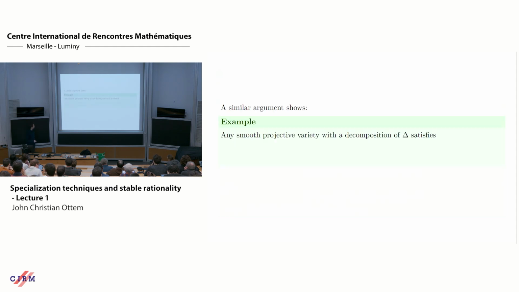So more generally, if you have a decomposition of the diagonal, the same argument shows that you cannot have any non-zero global p-forms. And also you can let the diagonal act on the torsion part of H3, and you see that also there, you cannot have any torsion. So this is one invariant that generalizes the previous birational invariance.